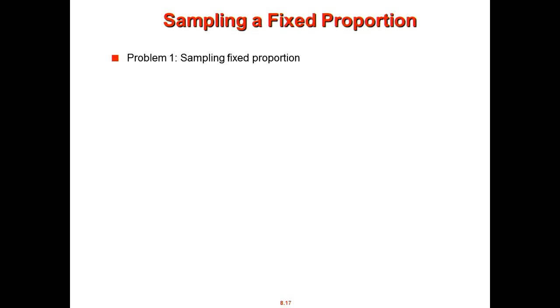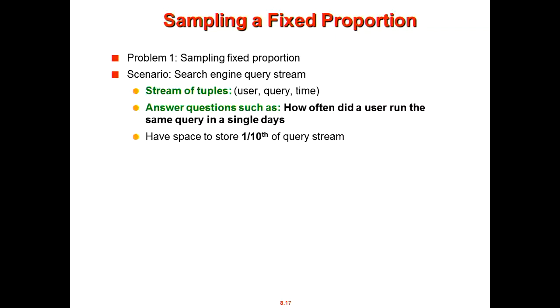Let's start from the easy problem: sampling a fixed proportion. For example, in a search engine, we have query streams, a stream of tuples: user, query, and the time for submitting the query. That's one tuple, and the tuples keep coming to your system. Your problem is to answer questions such as how often the user ran the same query in a single day.